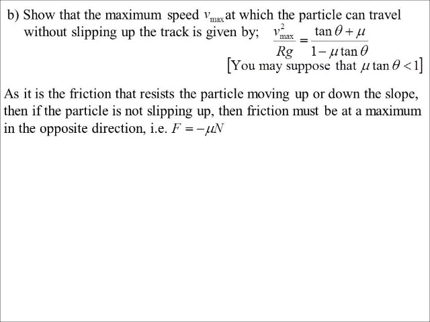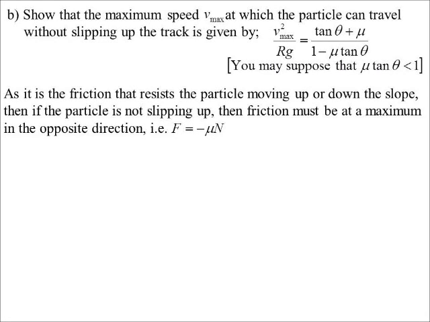Here's my logic. It's friction that's resisting the particle moving up or down the slope. So if the particle is not slipping up the track, remember they defined up the track to be positive. If we're moving up the track, then the resistance is going down the track. So for this problem, F is minus mu N. The friction will be going down because we're trying to work out a problem about it travelling up, so it's got to be in the opposite direction.